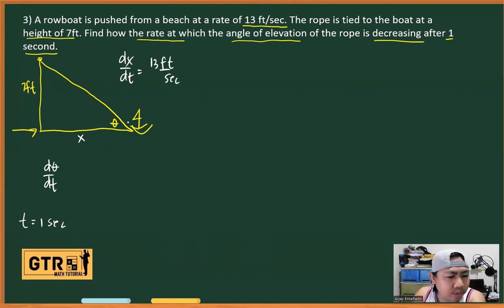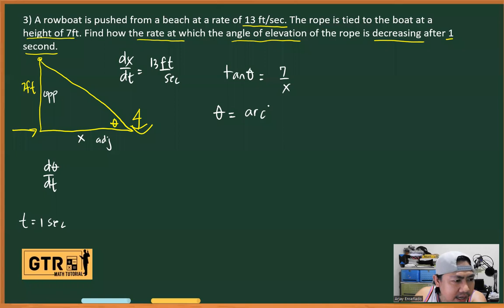Okay, so ano ang relation ng mabubuo natin? Dito given tayo 7 feet. Ito yung theta, ang 7 feet ay opposite ng theta, ang x naman ay adjacent ng theta. So therefore, ang trigonometric function natin ay tangent theta equals 7 feet over x. So katowa, opposite over adjacent, TOA. Ang hinahanap natin ay d theta over dt. So therefore, tangent theta is 7 over x, so theta is equal to arctangent of 7 over x. Ayan, differentiate na natin ngayon.